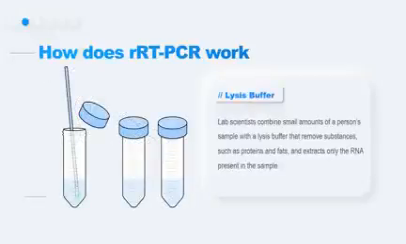Lysis buffer. Lab scientists combine small amounts of a person's sample with a lysis buffer that removes substances such as proteins and fats and extracts only the RNA present in the sample. This extracted RNA is a mix of the person's own genetic material and, if present, the coronavirus RNA.